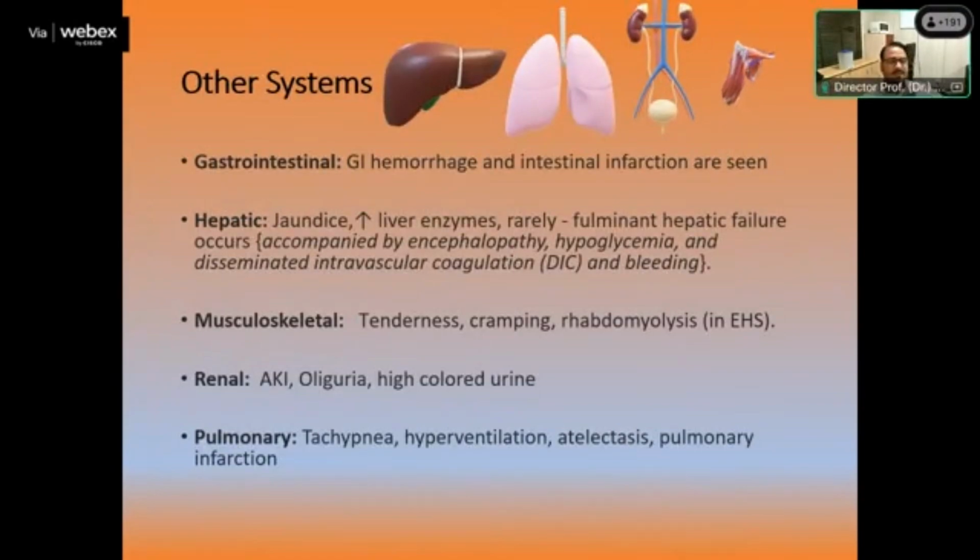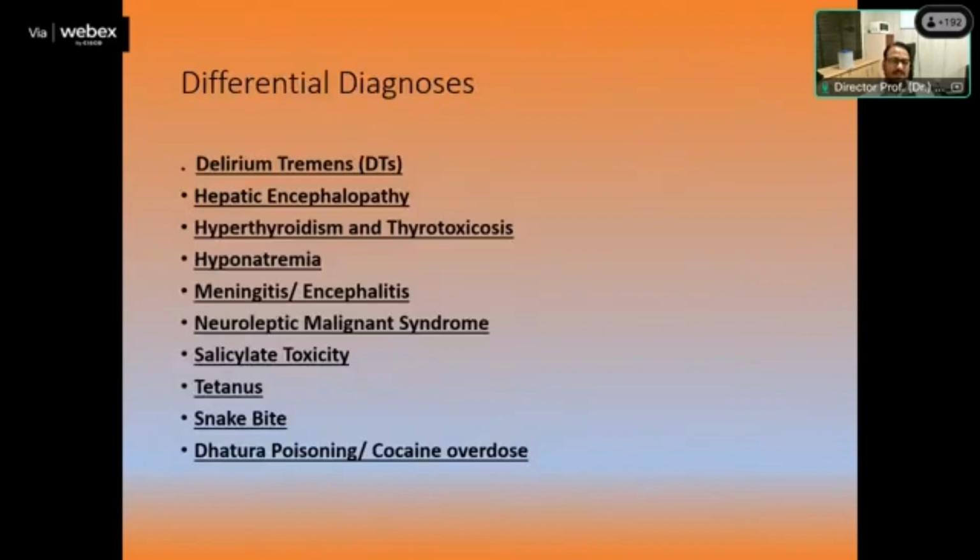We can also have damage to other systems, namely gastrointestinal hemorrhage and liver. There can be jaundice because of traumatic damage secondary to heat, with raised liver enzymes. We can have a patient with DIC, musculoskeletal involvement like rhabdomyolysis, and kidney injuries. This can all be seen. We can also have lung collapse and pulmonary infarction.